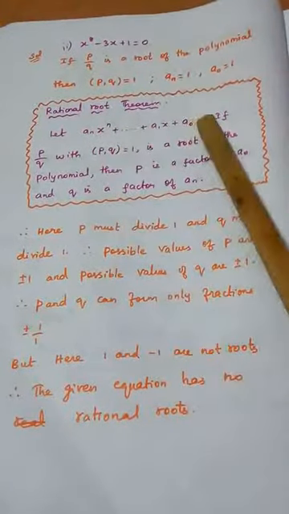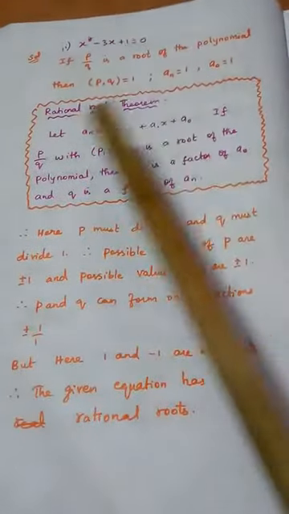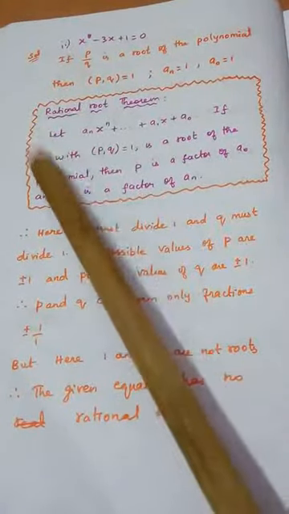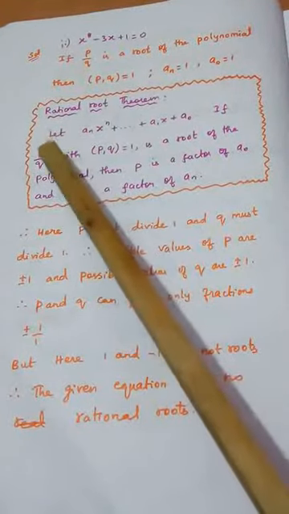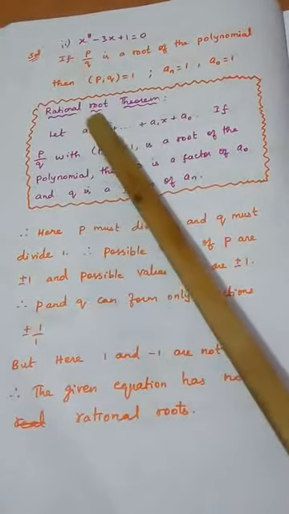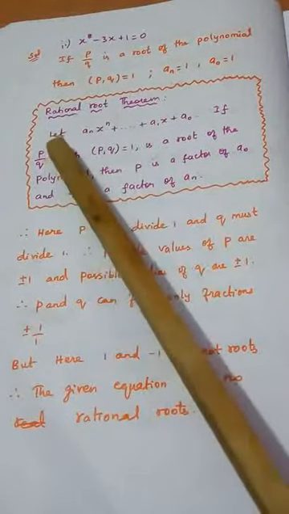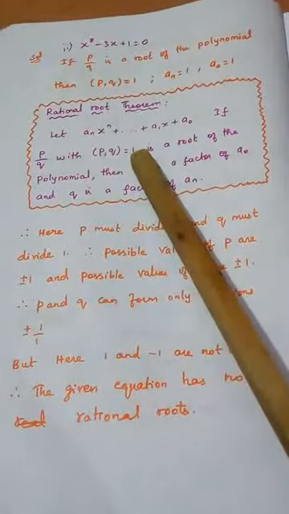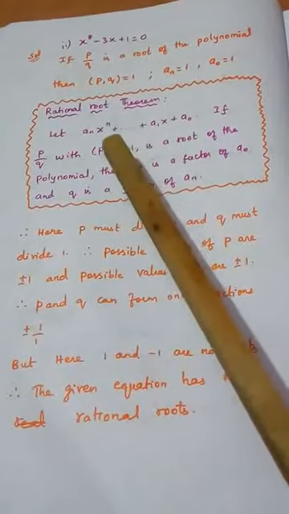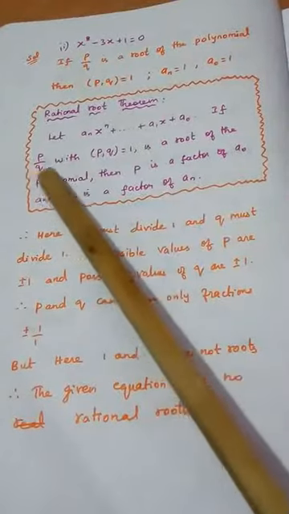One polynomial is present. The first coefficient is called an. The constant term is called a0. We will say p by q, that is a rational number, is a root of this polynomial when it satisfies this condition. What condition? p should be a factor of a0, q should be a factor of an. The second condition is there should not be any common factor between p and q. If I take the common factor of p and q, the answer should be 1. So this theorem gives us the authority of getting a rational root.